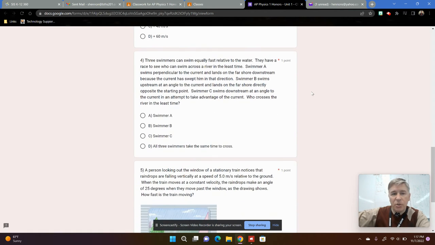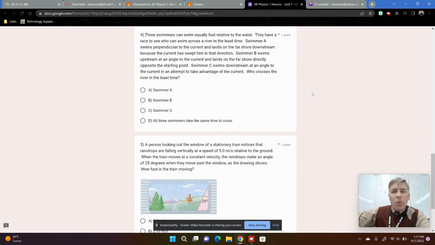So I'm going to do three for you. Number four. Now this one's a little bit different. Swimmer A is going to swim perpendicular to the current. Swimmer B is going to swim upstream at an angle, and swimmer C swims downstream at an angle. Who crosses the river in the least amount of time?